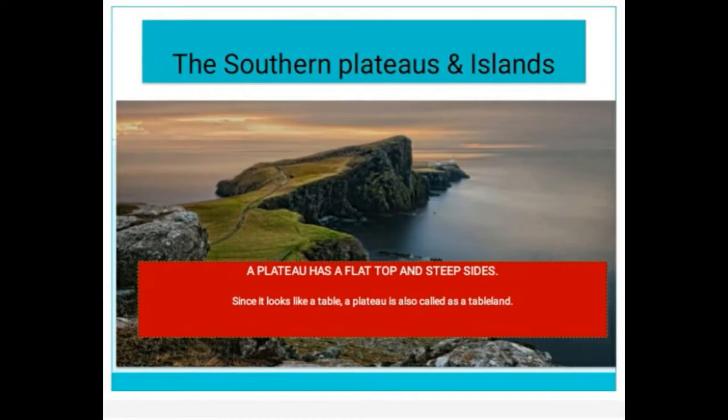So children, first we'll see what a plateau is. A plateau or a tableland is a highland with a flat top, and it rises abruptly from the surrounding land. It has steep slopes, and many rivers and streams flow through these plateaus. Some plateaus are very large and they extend over hundreds of kilometers.